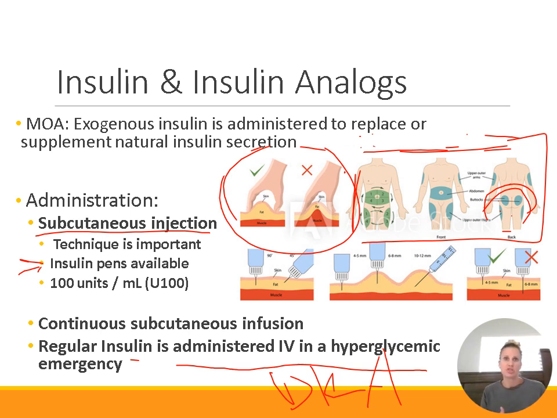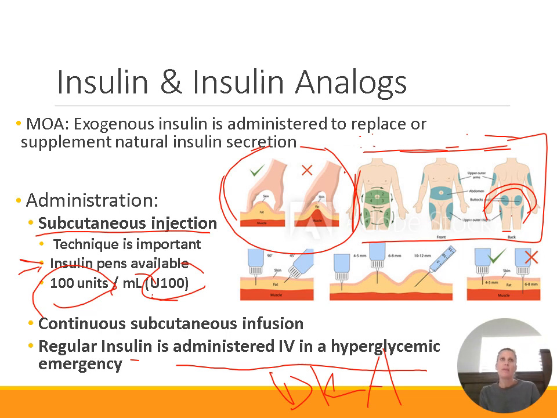This is good, especially in elderly patients that might be a little bit shaky or don't have as good fine motor skills. Most insulin is what we call U100. What that means is there are 100 units of insulin. That's how we measure insulin, by the units. There are 100 units per milliliter.